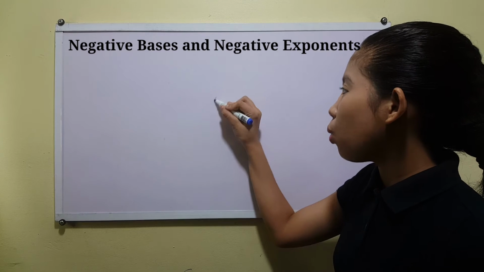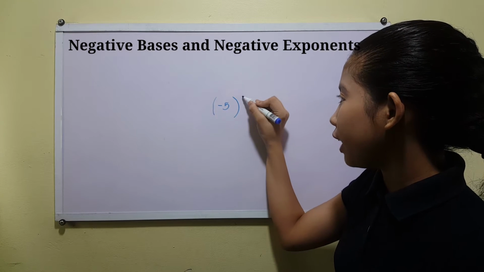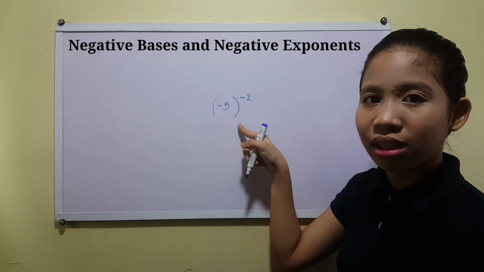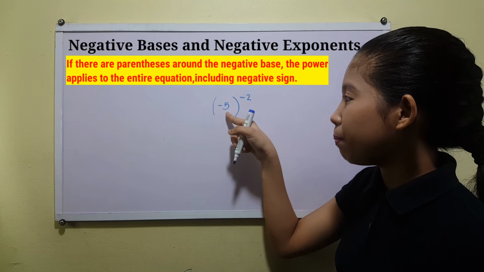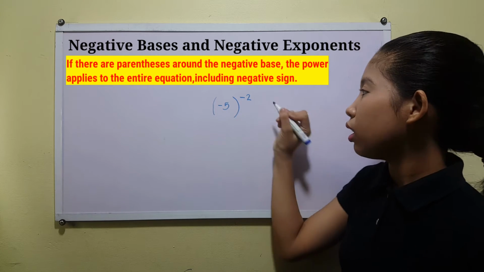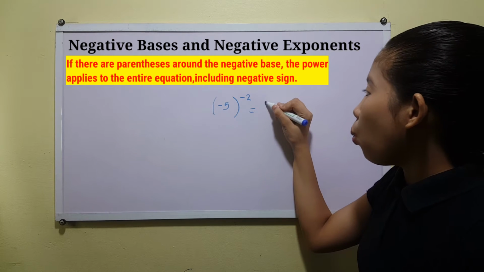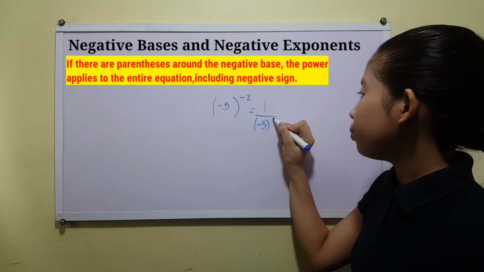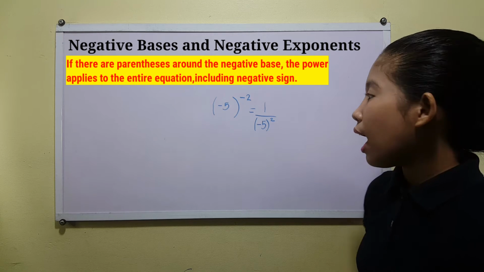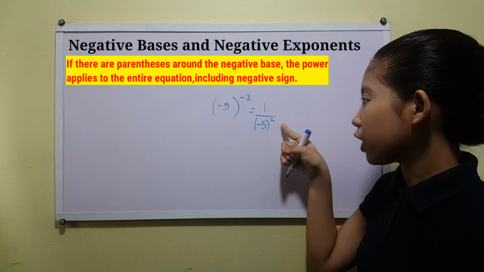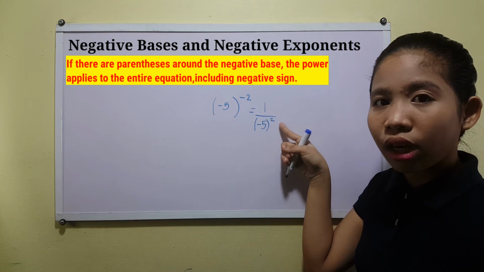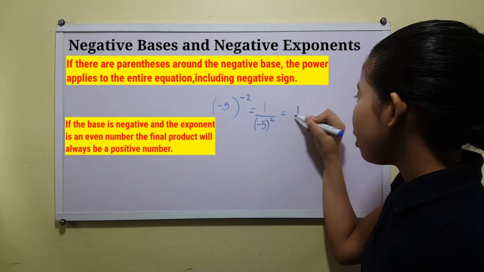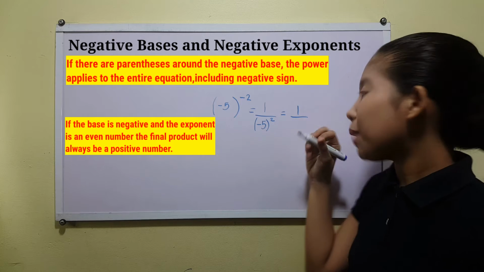If we have quantity negative 5 to the power of negative 2, as you can see, both the negative sign and the base are enclosed in a parenthesis, which means both the negative sign and the base are to the power of negative 2. So the reciprocal of negative 5 is 1 over quantity negative 5 to the power of 2. As you can see, our base is a negative, but our exponent is a positive even number, which means our answer will be a positive. So 1 over negative 5 times negative 5 is positive 25.